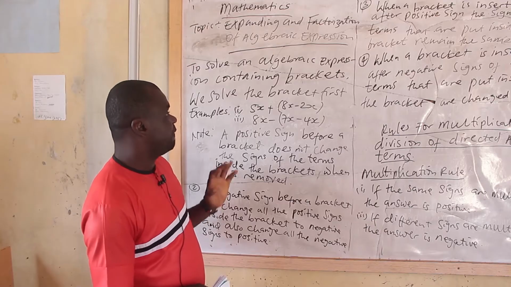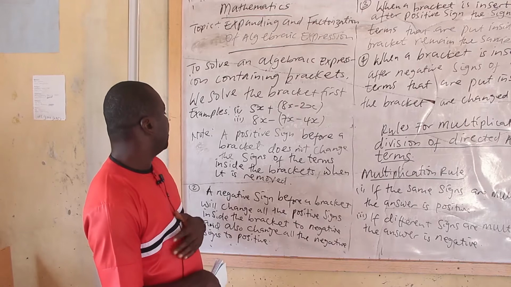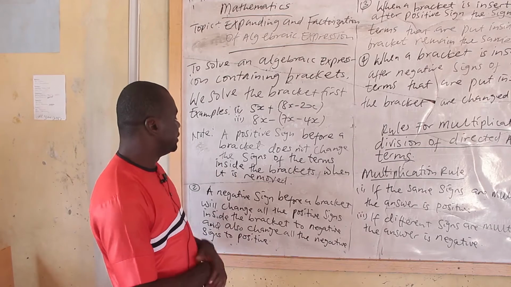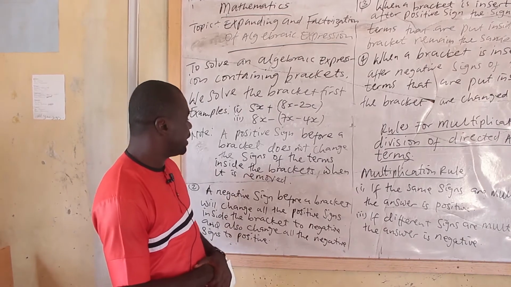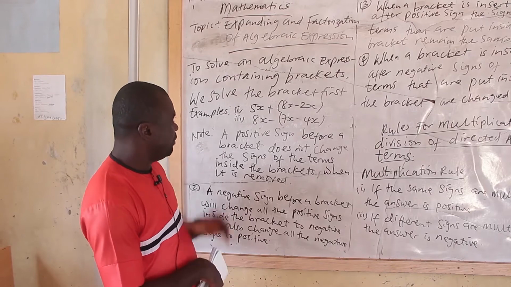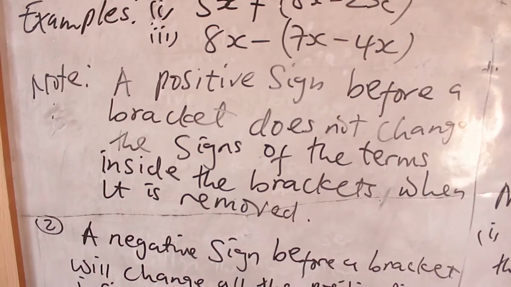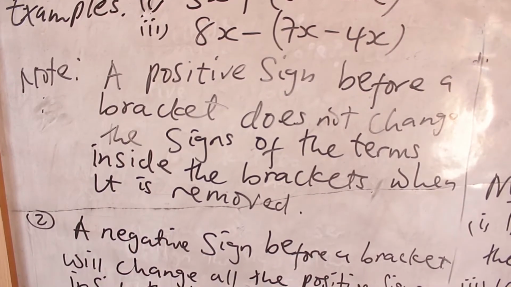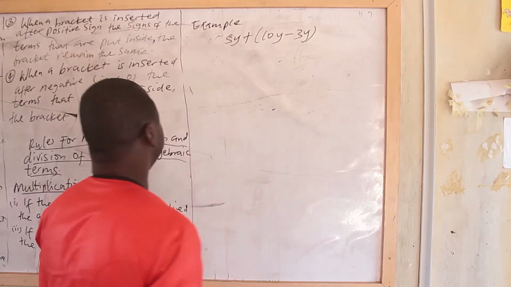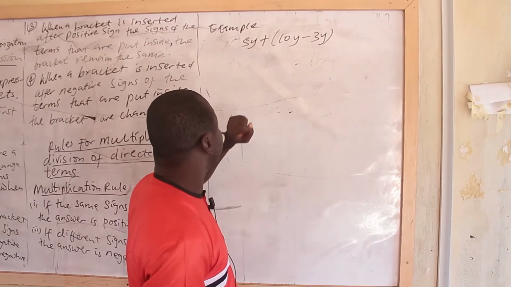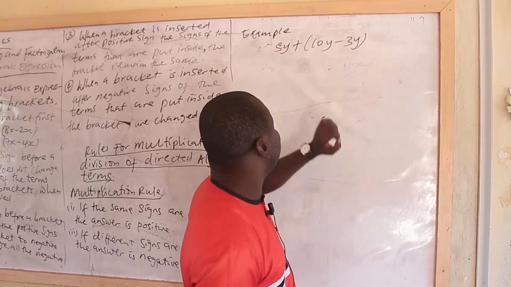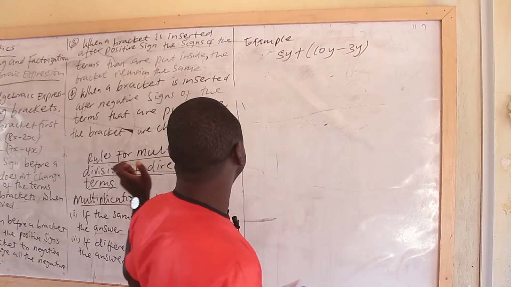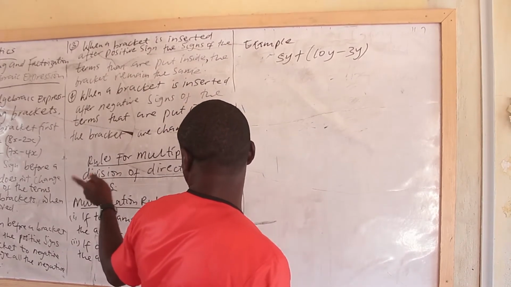So note, before we solve the algebraic expression proper, rule 1: a positive sign before a bracket does not change the signs of the terms inside the bracket when it is removed. Let me repeat myself. A positive sign before a bracket does not change the signs of the terms inside the bracket when it is removed. What do I mean by that? Look at it. We have 5y plus 10y minus 3y. The 10y minus 3y is inside the bracket.